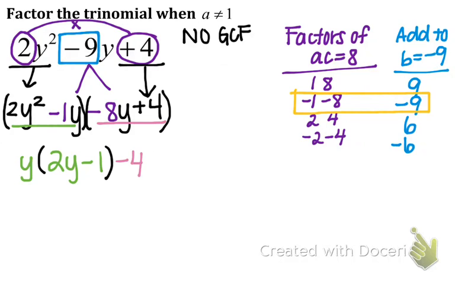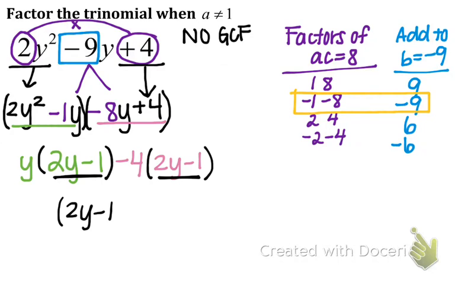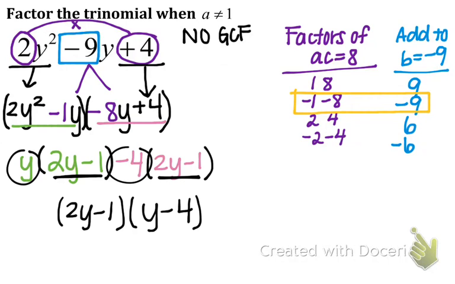I want to bring that negative out front so that when I divide, I am left with positive 2y minus 1. Now our two factors, 2y minus 1, match, so those can be factored out front, 2y minus 1, times the remaining factor, which will be y minus 4. This is now completely factored.